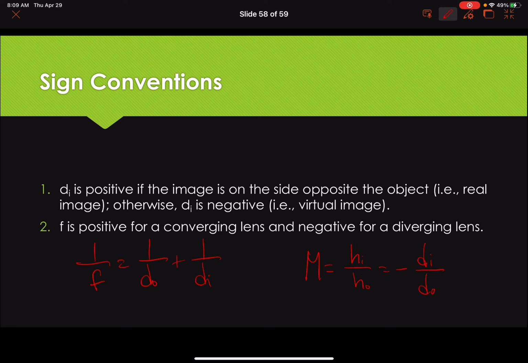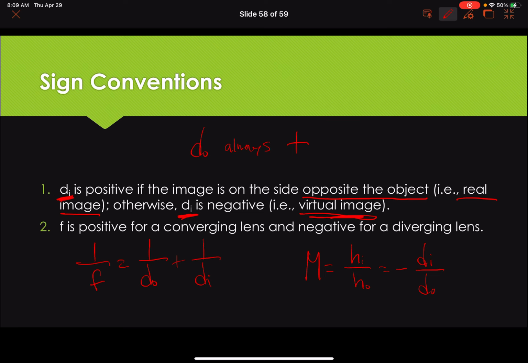And so we're going to say that the distance of the image is always positive if it is on the side opposite the object. So the object distance, DO, is always positive. And we're saying that the image distance is positive if it's on the opposite side of the lens. If it's on the same side of the lens, then we get a negative number. And so we know real images are always on the opposite side of the lens, so we get a real image. And then our image distance is negative if it's on the same side, which we get a virtual image in that case. Okay.